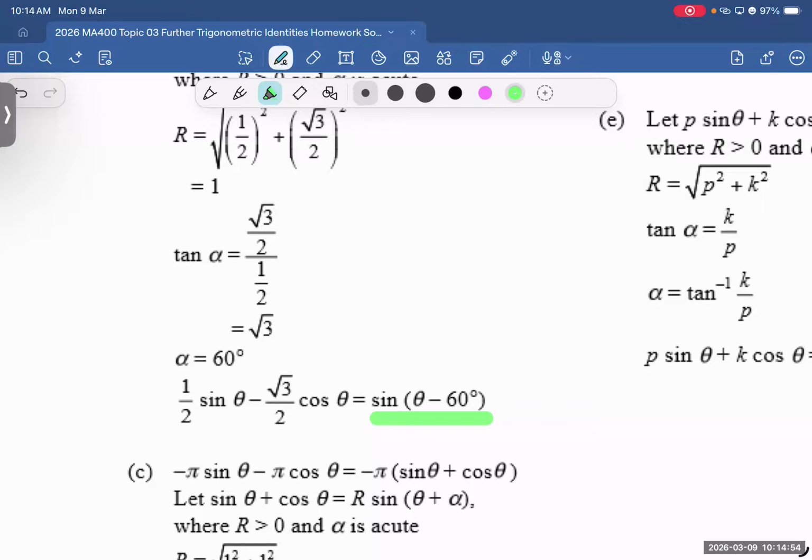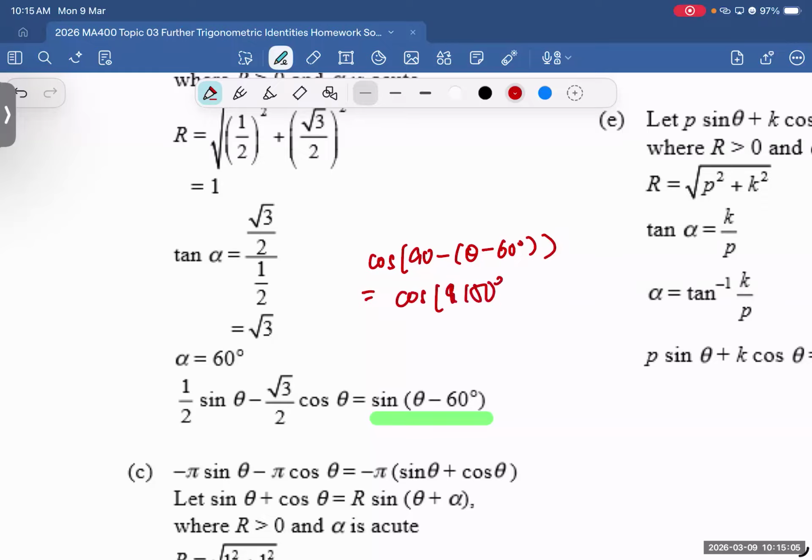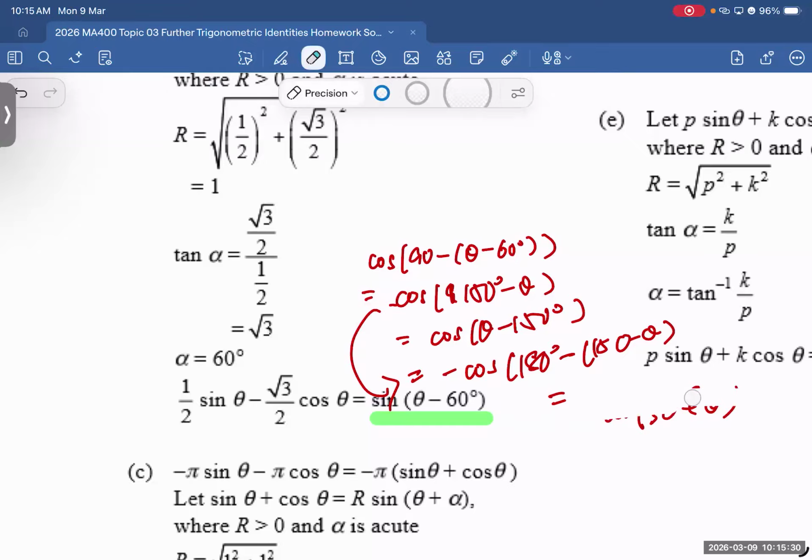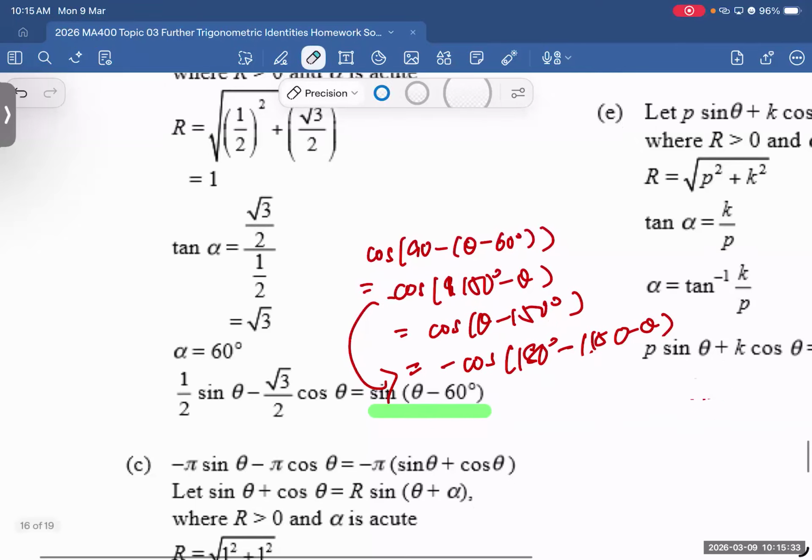Cosine plus 30. Because sine theta minus 60 is the same as cosine 90 minus theta minus 60, which is the same as cosine 150 minus theta, which is the same as negative cosine 180 minus 150 minus theta, which is the same as negative cosine 30 plus theta. Yes. So good. Okay, so C.